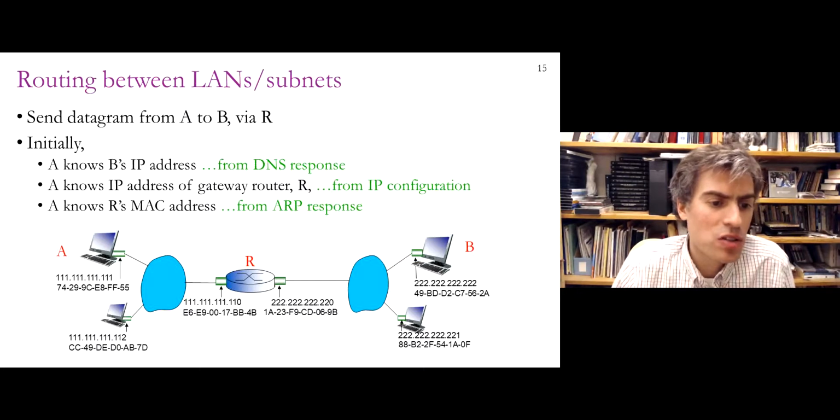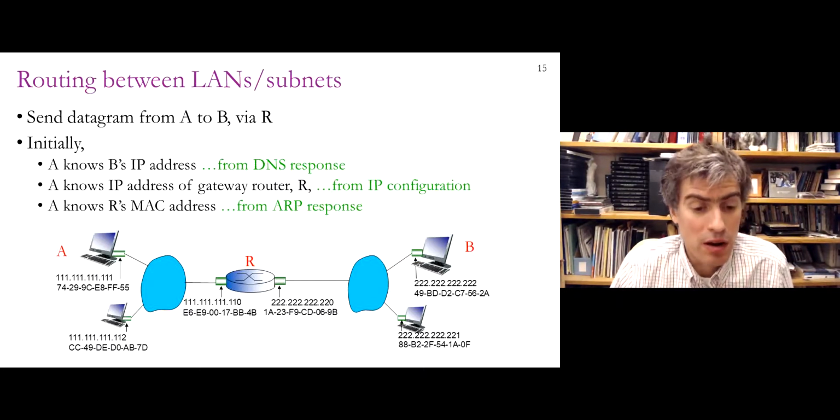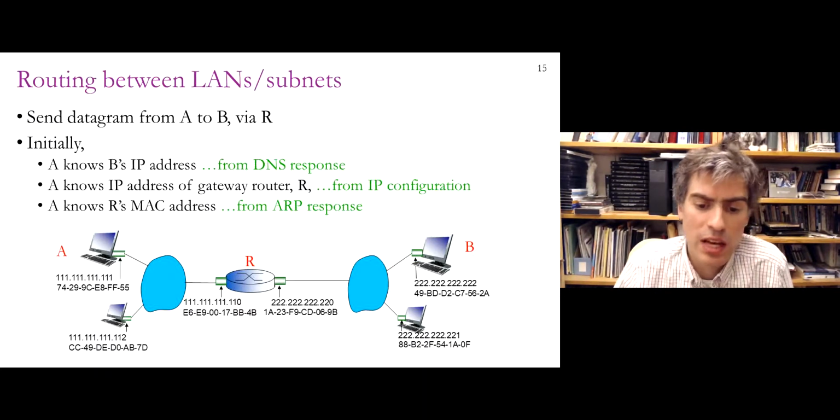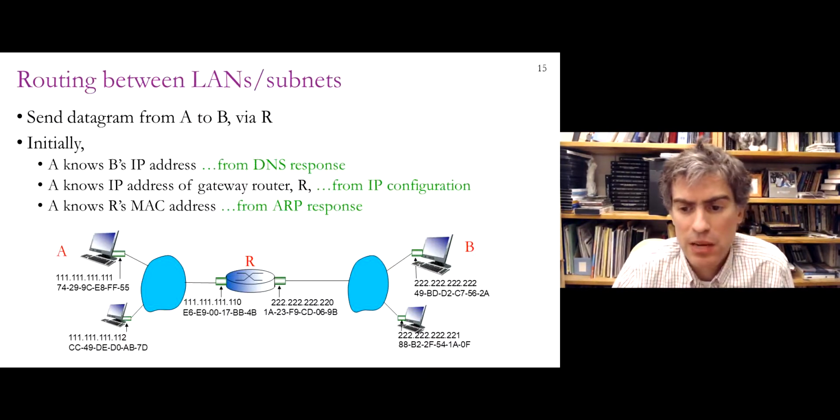This sender also needs to know the IP address of the gateway router. The gateway router is the router on the subnet to which it can send packets that are destined outside of the subnet. In this case, the gateway router is 111.111.111.110, slightly different number. It got that IP address from its IP configuration, so either this was hard coded or got it from DHCP.